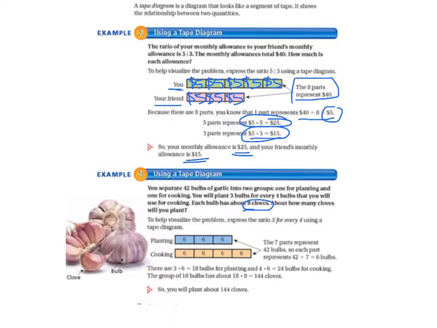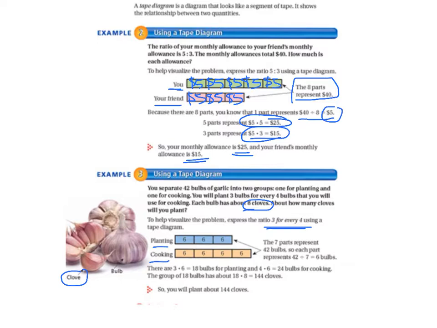There's a picture of this. The bulb is the whole thing, and then when you crack it open, there's the cloves inside that. About how many cloves will you plant? To help visualize the problem, express the ratio 3 for every 4 using a tape diagram. So we've got our planting tape and our cooking tape.